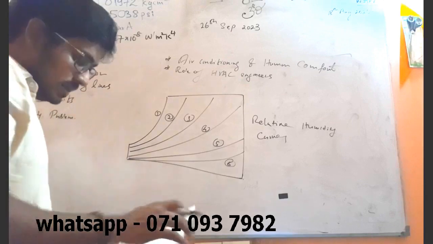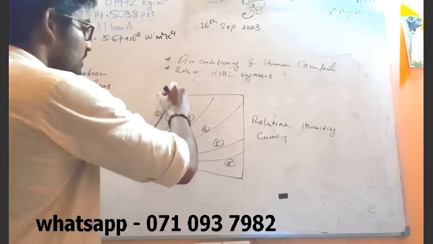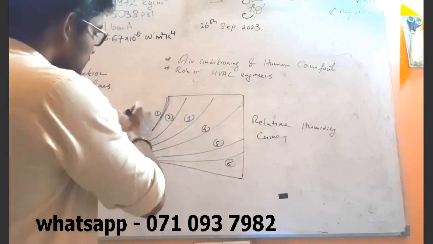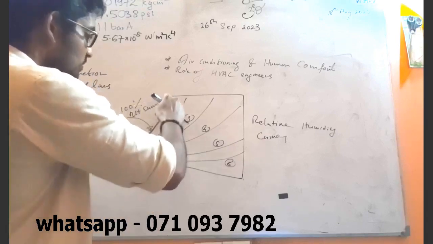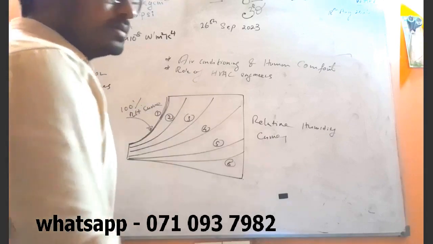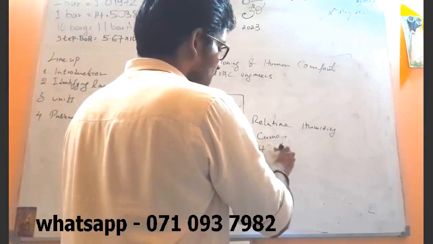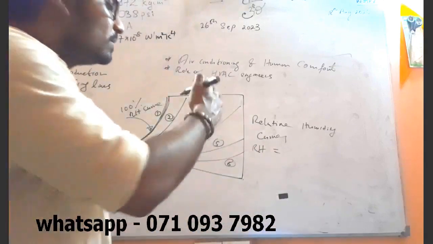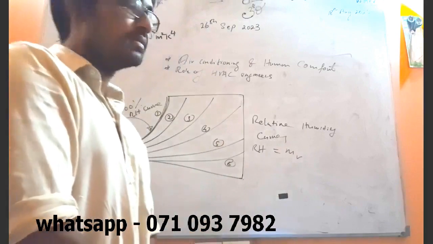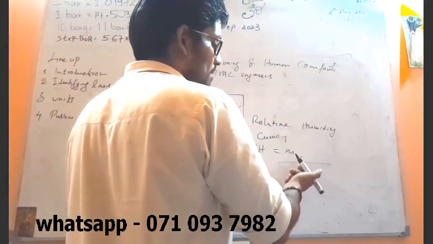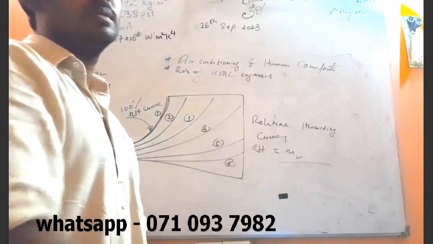If you consider this curve, the outer curve, where the shape ends, this is the 100% relative humidity curve. Now there is a doubt: what is this relative humidity? Let's first study that. Relative humidity is a ratio. It is the ratio of the actual mass of water vapor divided by the maximum possible value that air can hold at that particular temperature.